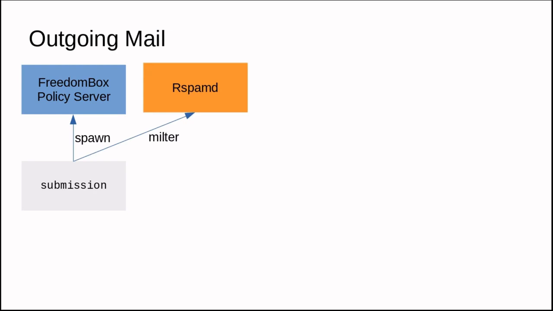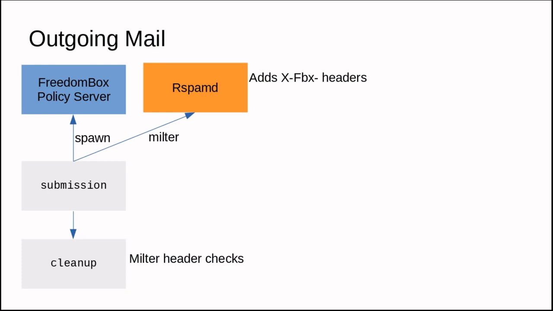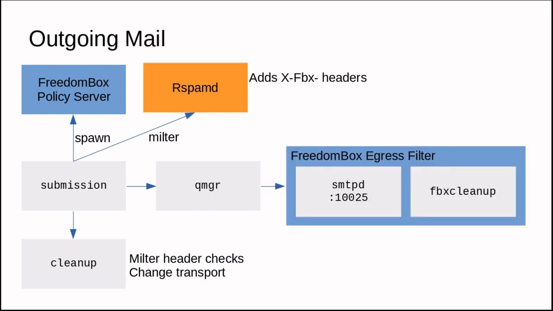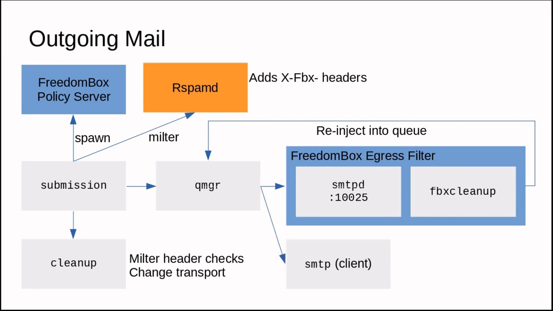The mail is run through Rspamd. Rspamd knows the user is logged in, so it adds a special header to the email. The cleanup process does a special milter header check. When it sees the special header, it tells the queue manager to change transport. The queue manager obeys the cleanup daemon's directions, so it routes the email to the FreedomBox egress filter running on port 10025. The email is re-injected into the queue. The queue manager delivers the cleaned email to the internet via SMTP client.